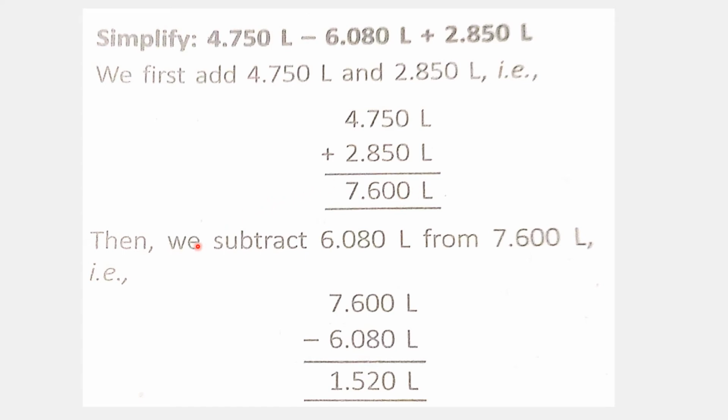So let us subtract. We subtract 6.080 liter from 7.600 liter. So first we will write on the top, this is a bigger number. So 7.600 liter minus 6.080 liter. 0 minus 0, 0. And here is 0, so you can just borrow from here. So this will become 5, this will become 10. 10 minus 8 is 2, and 5 minus 0 is 5, and 7 minus 6 is 1. So the answer is 1.520 liters.